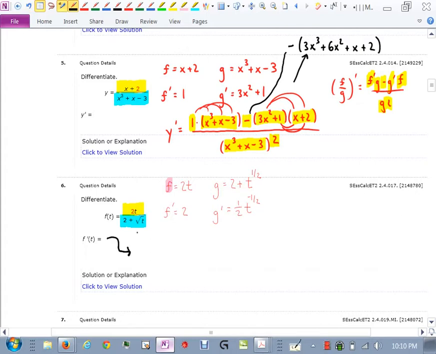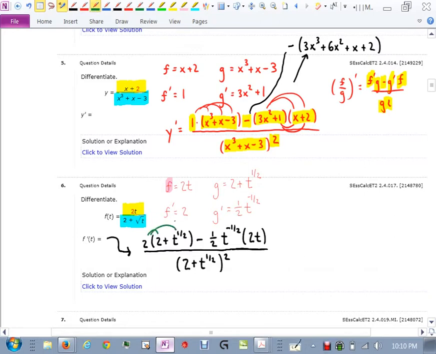So my derivative will be, okay, f prime, which is 2, times g, 2 plus, I'm going to just say, well, t to the 1/2, that's fine, minus g prime, which is 1/2 t to the negative 1/2, times f, which is 2t, all over g, which is 2 plus t to the 1/2, all of that squared. All right, cleanup time. So 2 comes through. So I have 4 plus 2. I'm going to change that t to the 1/2 to square root of t. And then here, check this out. The 1 half multiplies times a 2, that's just a 1, so it's kind of gone.